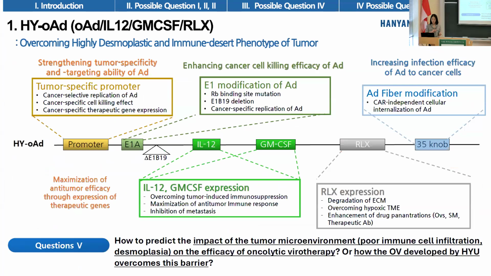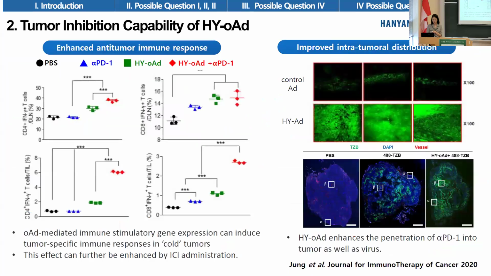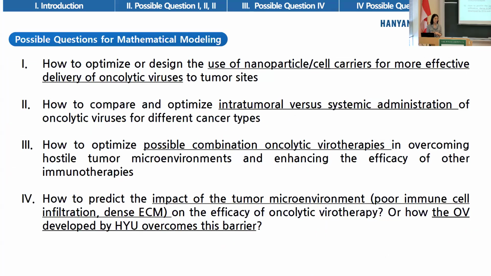And another question can be how we can specify the virus and predict the impact of the virus to overcome the highly desmoplastic and immune-desert phenotype of tumors. So that is going to be question number 5. So I have all the data for this. So yeah, that's it. So I hope you can have an idea to develop the model with my presentation. Thank you so much.